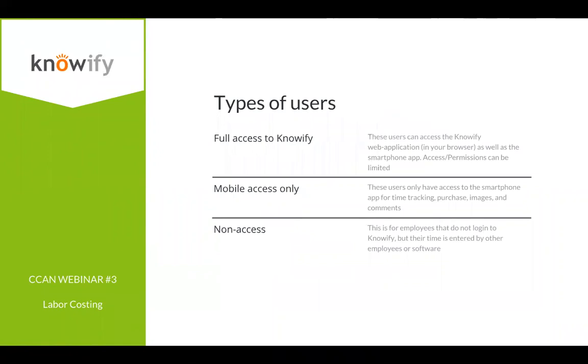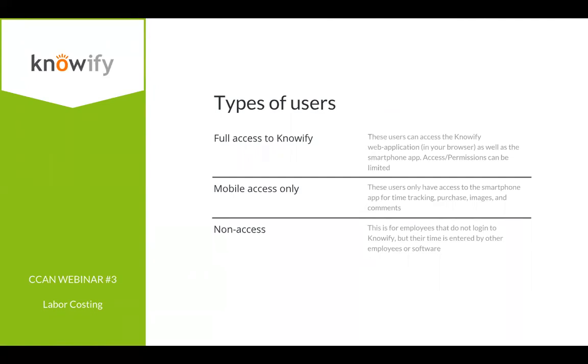The 3 basic types of user we offer are full access to Knowify, mobile access only, and non-access. Basically, a full access user is, plain and simple, a user in your Knowify account. They get access to the web interface, so what you're logging into with the browser. And so if they need to have access to things like creating bids or proposals and communicating with the client, invoicing, sending out purchase orders to the vendor, setting up budgets and managing different phases of the project, and through that also scheduling, then they're going to need to be a full access user.